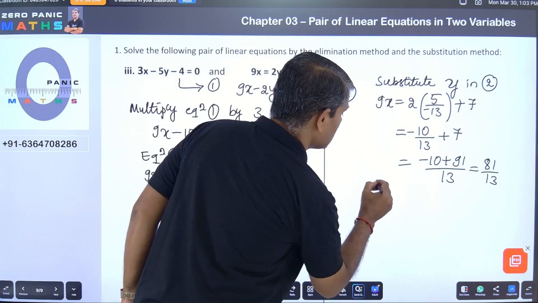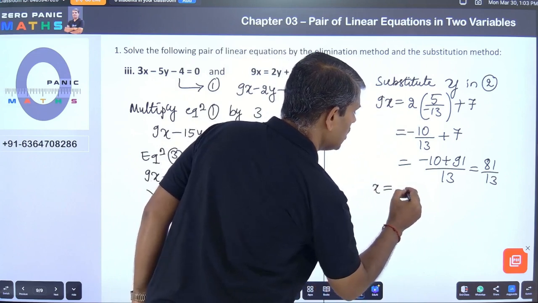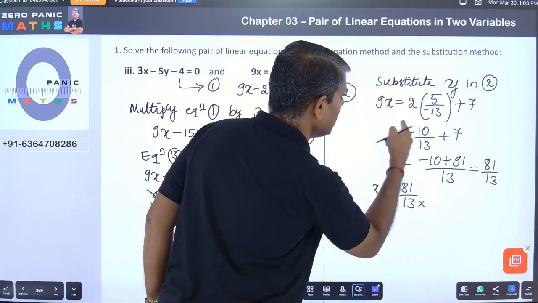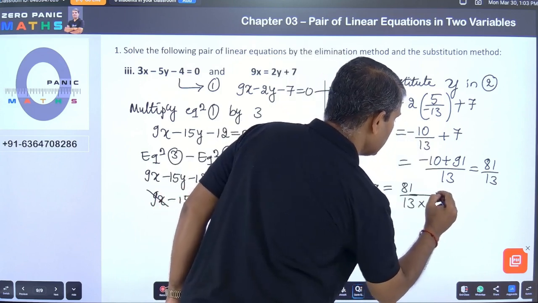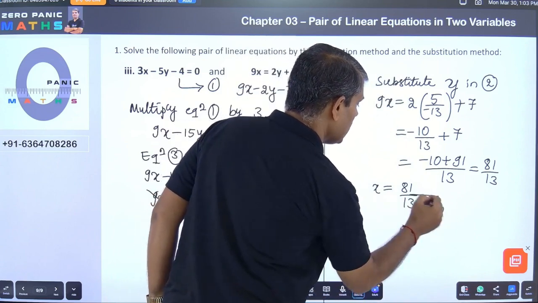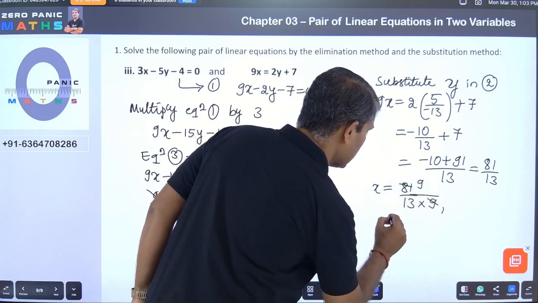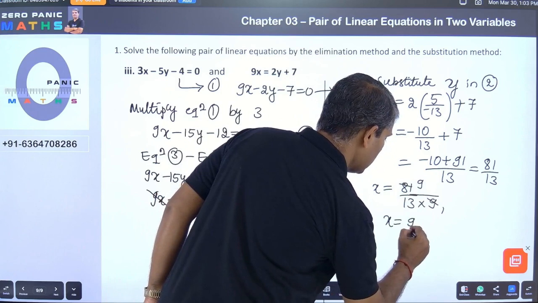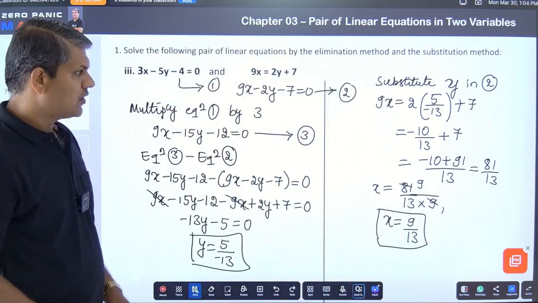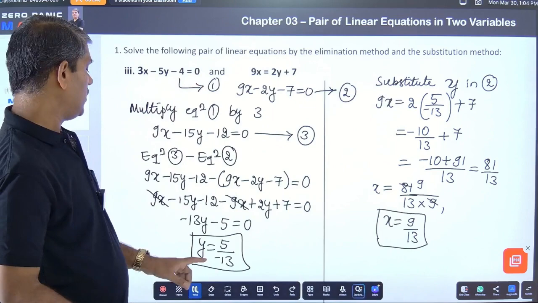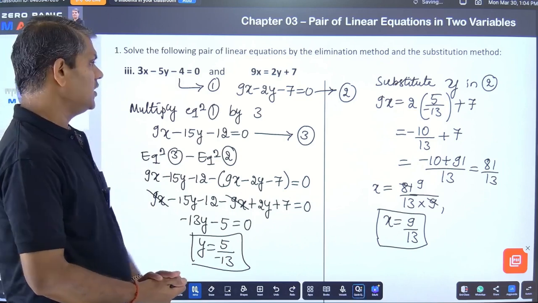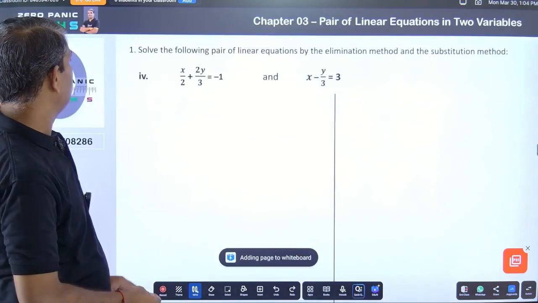And what is this equal to? It is 9x. So x is equal to 81 divided by 13, and divided by 9, right? I'm taking the multiplication 9 to the denominator here. 9 nines are 81. So that gives me x is equal to 9 by 13. So this is the solution for this pair of linear equations: x is equal to 9 by 13 and y is equal to 5 by minus 13. Okay, let us quickly move to the next set of questions.